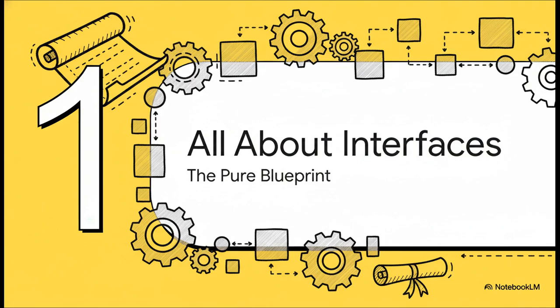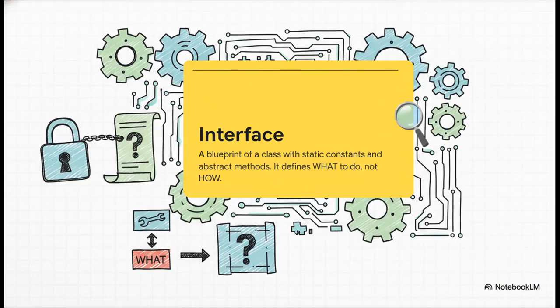First up, interfaces. You can think of an interface as the purest form of a blueprint you can get. It's all about defining a set of rules, the what, without getting bogged down in any of the implementation details. So what is it really? An interface is basically a pure contract. It's just a collection of method signatures with no code inside them. It tells any class that uses it exactly what it has to be able to do, but it gives zero clues on how it should do it. That part is entirely up to the class that implements the interface.